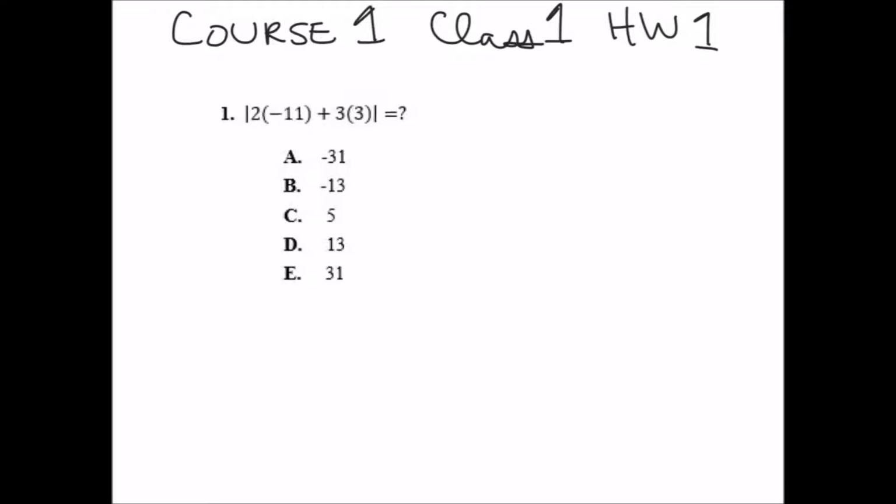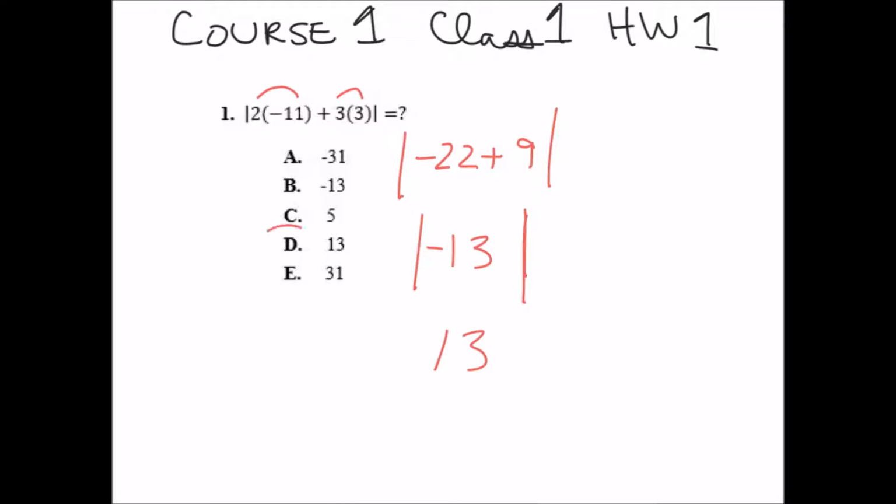So in this case, 2 times the quantity of negative 11 gives me the absolute value of negative 22, plus 3 times the quantity of 3 is 9. And when you combine the terms inside the absolute value, I get negative 13. Taking it outside the absolute value, then it's 13, D.